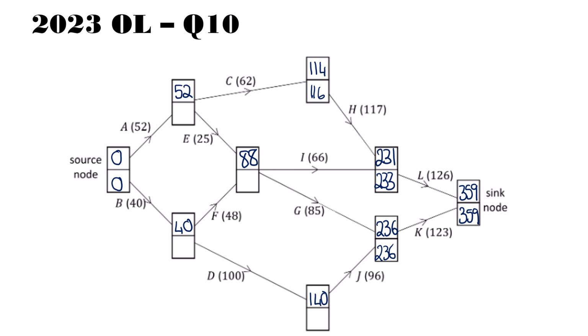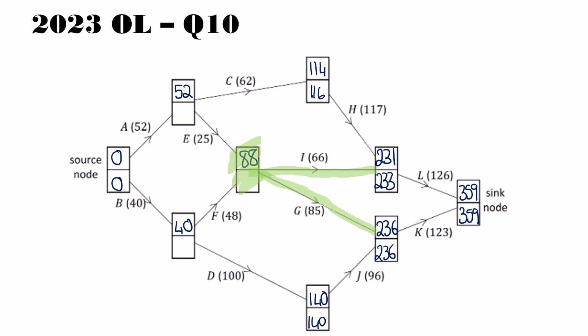And then we can also work back here for J. So that's 236 minus 96, which gives us 140. So if we take a look at this node now, there are two arrows that left it, so we have two options. So the first option is 233 minus 66, which is 167. And then 236 minus 85, which is 151.